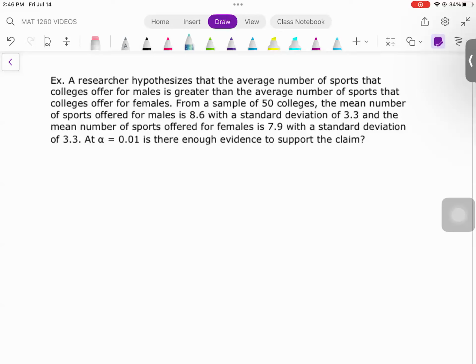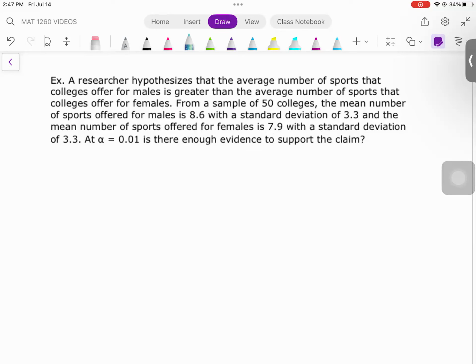Now, with these problems, we know that we're setting up a hypothesis test because they're asking us if there's enough evidence to support our claim. And our claim here is that the number of sports offered for males is greater than that of females. But how do we know that we should treat this as independent data?